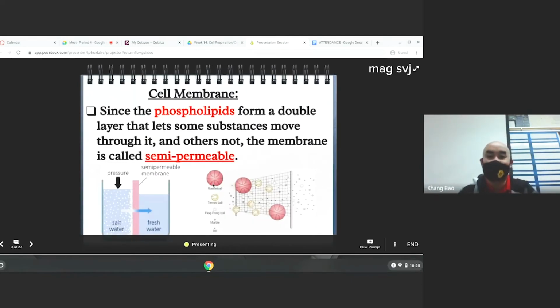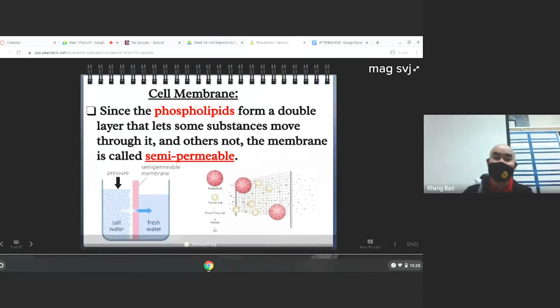The cell membrane has another characteristic called semipermeable. Semipermeable means semi, meaning half, and permeable, meaning permit. The cell membrane permits things in and lets things go out, but it doesn't permit everything to go in, and it doesn't permit everything to go out.